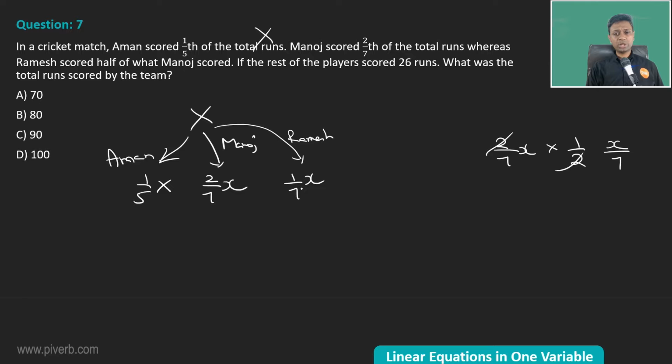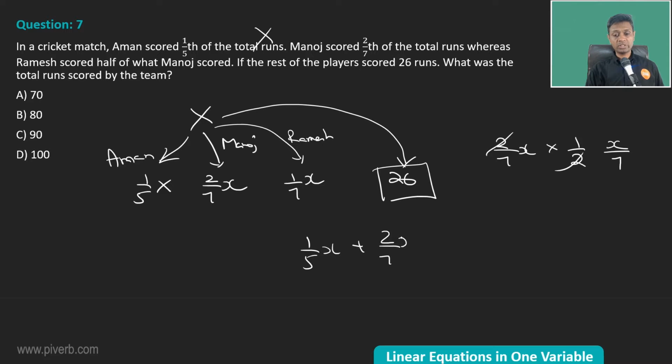The rest of the players scored 26 runs. What are the total runs scored by the team? Wonderful question. So 1/5x plus 2/7x plus 1/7x plus 26 is the total runs scored. This is equal to x.